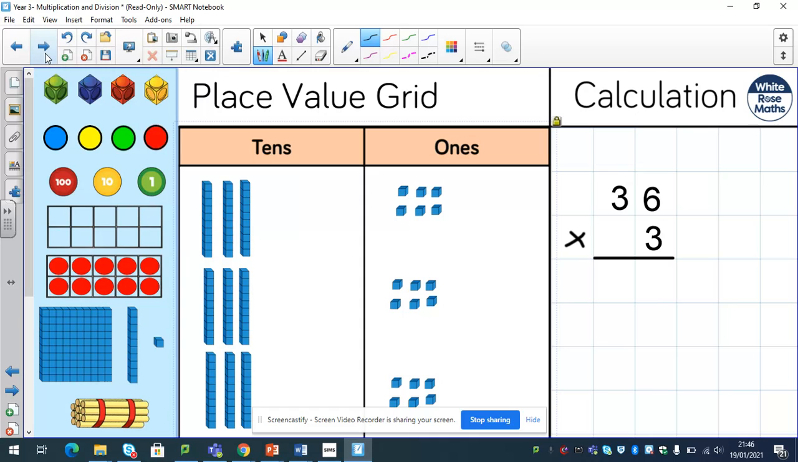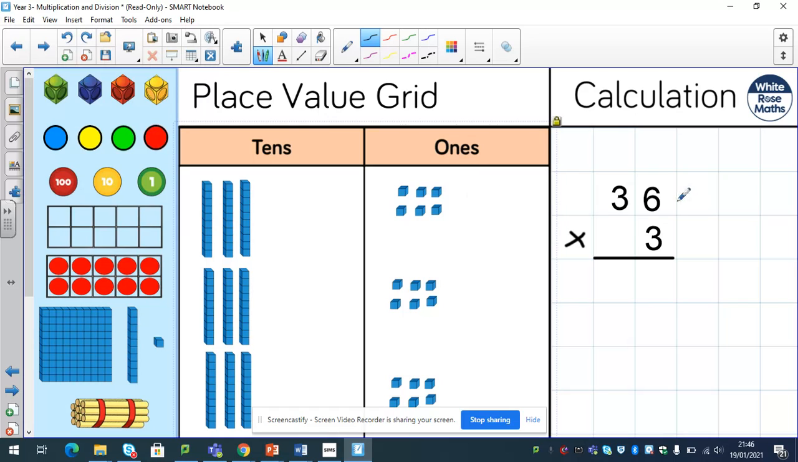Okay, very last one. This time going just a little bit harder still, but just the same as we've done before. So over here, my calculation, 36 multiplied by 3. 3 groups of 36. Here's group 1, 3 tens and 6 ones. Group 2, 3 tens and 6 ones, 36. And group 3, 3 tens and 6 ones.